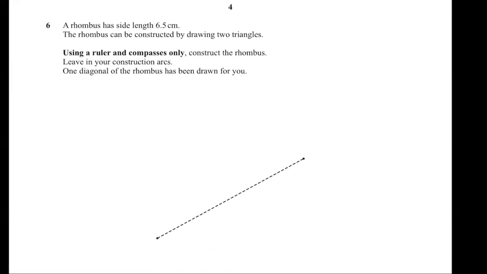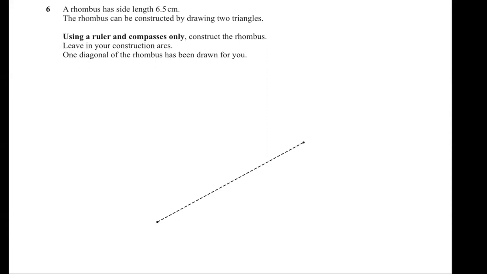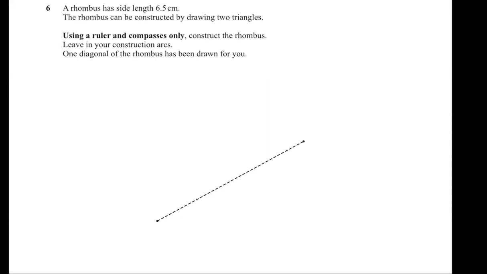A rhombus has a side of 6.5 centimeters. Using a ruler and compasses only, construct the rhombus. Leave in your construction arcs. One diagonal of the rhombus has been drawn for you. As you can see here, this is 6.5 centimeters. So you must construct by drawing 2 triangles. So I must have another 6.5. I just use this one, I draw an arc here. I use this one, I draw an arc here. So I should be able to find a point here.